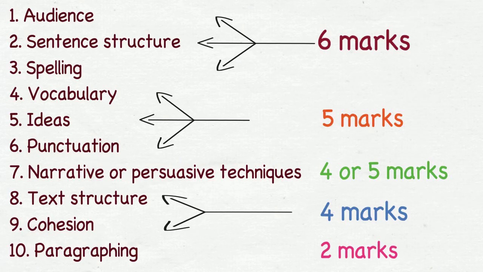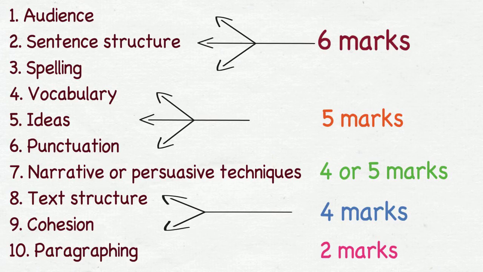Audience is about how well your writing engages the audience and makes them want to read on. Sentence structure is about whether the student correctly forms their sentences, but also whether they use different kinds of sentences to tell their story well. Spelling, to score top marks in spelling, the children will need to spell difficult and challenging words, not just words that are easy to sound out.